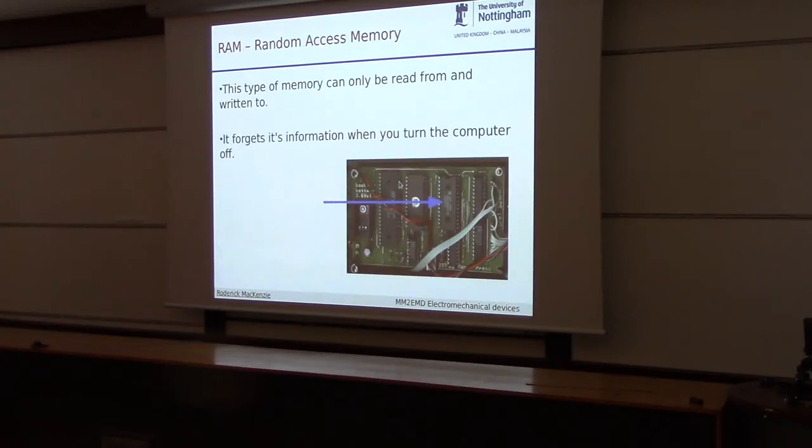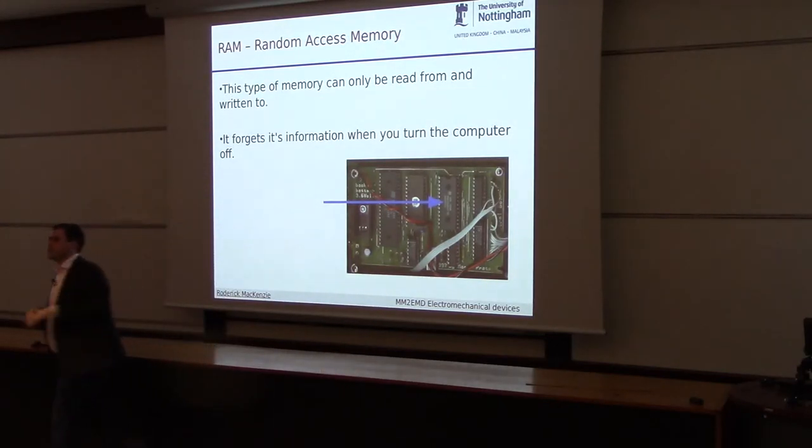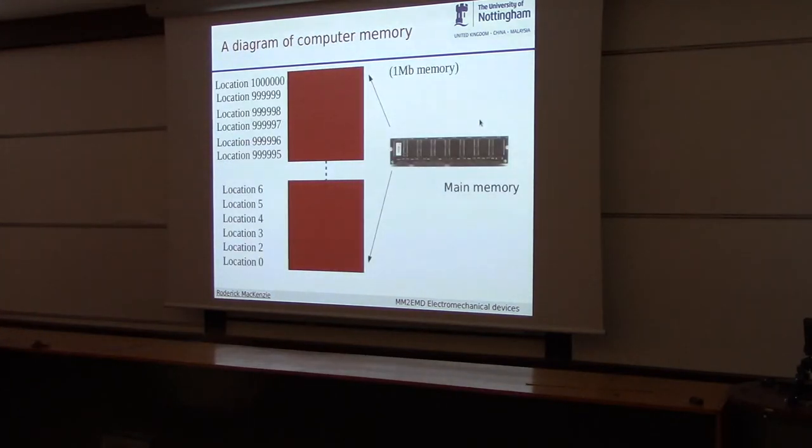This is the RAM chip. So we're going to look at the RAM chip in a little bit of detail. So here it is. And again, if you just Google the number that's on top of that chip, you get the data sheet for it, and it tells you how to use it. It's like an instruction manual for that chip. Now, here is a picture of our memory chip, and here on the left-hand side is a diagram of computer memory.